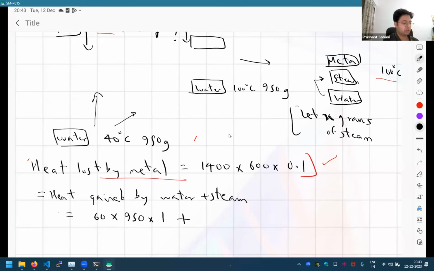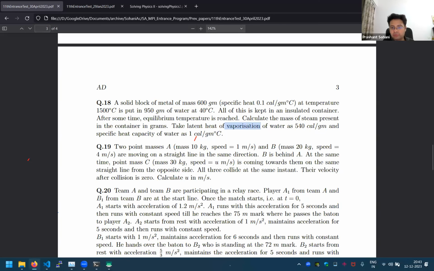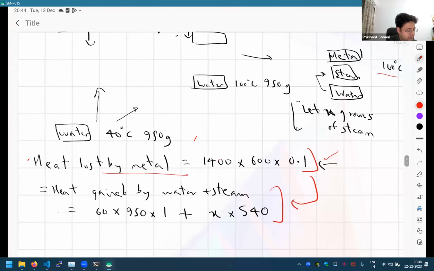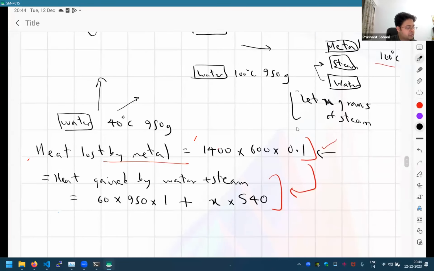So this is the first part where only the water is raising its temperature to 100. Plus, in addition, whatever part of the water became steam, which we don't know, so we are calling it x. So x grams of the water became steam, how much heat is that going to absorb? For that, we have to look at the latent heat of vaporization given, which is 540 calories per gram. So if 1 gram requires 540 calories to become steam, x grams will require 540 times x. So this is the total heat lost by the metal, and this is the total heat gained by the water plus steam, and so they have to be equal. And again, the only variable here is x, right? So if we solve for x, we should get the answer.